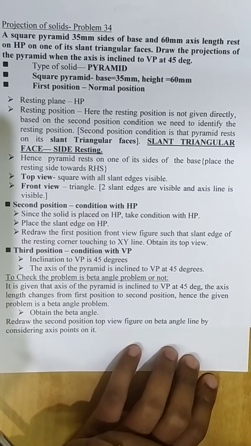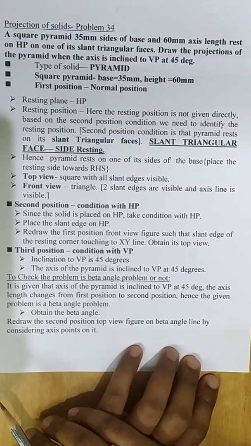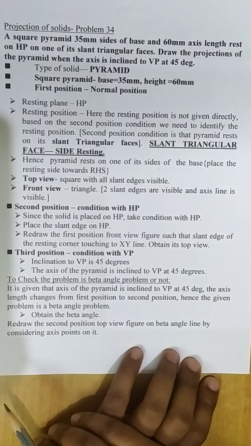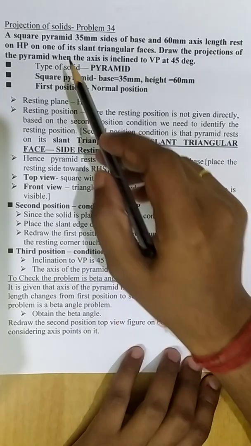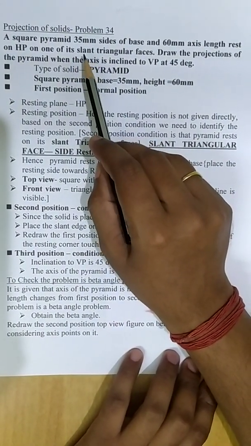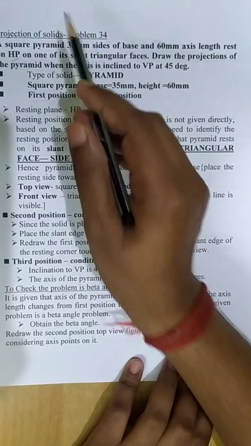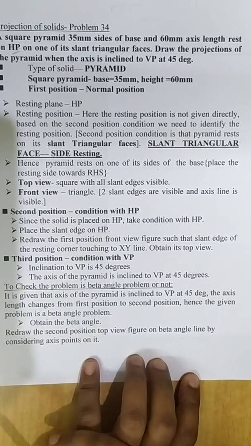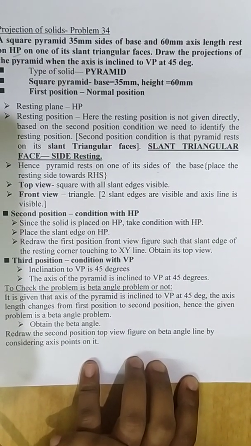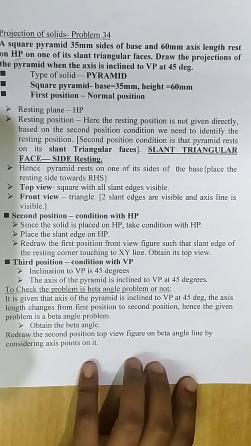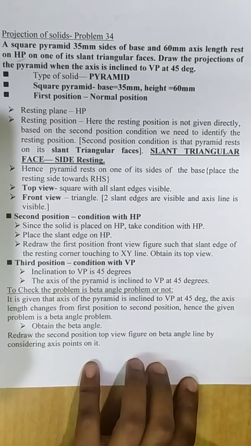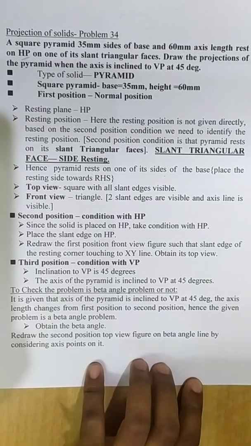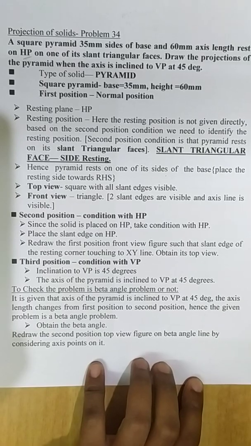First we will solve the problem in the three position method. The first position will be your normal position, where you identify the resting plane and how it is resting on that particular plane. In the question, he is telling that the pyramid is resting on HP, so the resting plane is HP. That is what I have written here, and how it is resting on HP, that we need to identify. He is not telling directly whether it is resting on one of its corners or sides. Those are the two possibilities. If I consider a pyramid, either it must be side resting or corner resting. He has not mentioned anything clearly here.